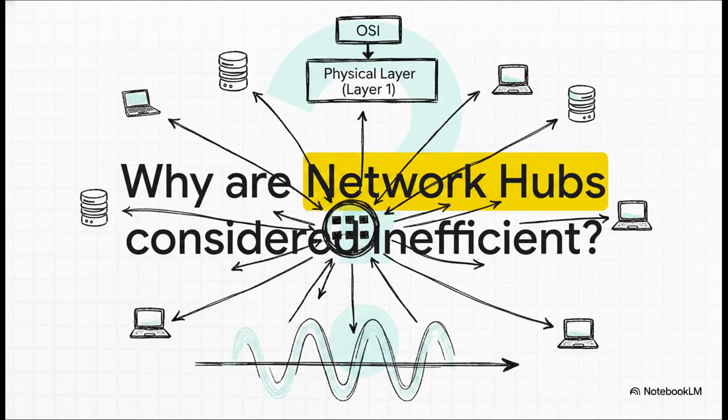Next, we've got to talk about network hubs. But I actually want to throw a question your way first. In modern networking, hubs are basically dinosaurs. They are practically obsolete. Why do you think network hubs are considered so horribly inefficient? Take a second and think about what a device strictly locked to Layer 1 actually does.